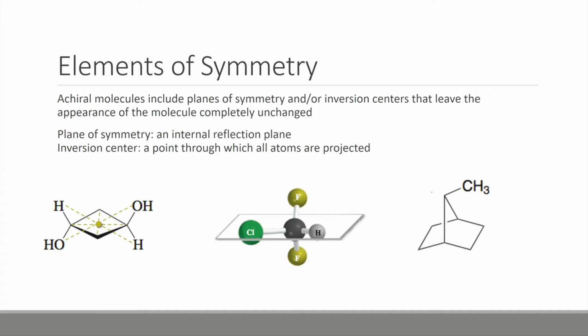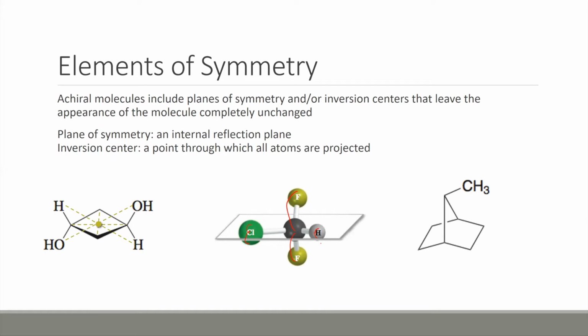So, a plane of symmetry, again, is anything that has an internal reflection plane where you can draw a plane through it. And if you were to reflect within that plane, you would see the molecule. For example, this molecule here has a plane going through it this way, meaning I'm cutting the molecule in half. And you can see that if I reflect from within this plane, everything on each side of the plane is the same, right?